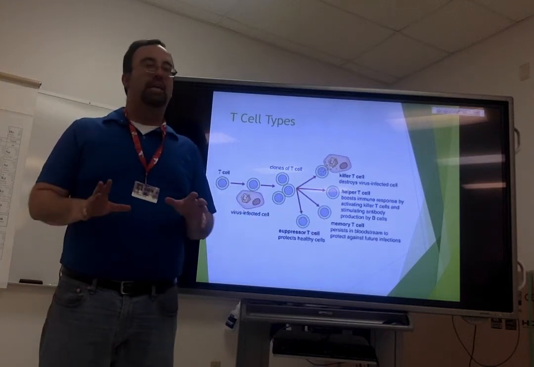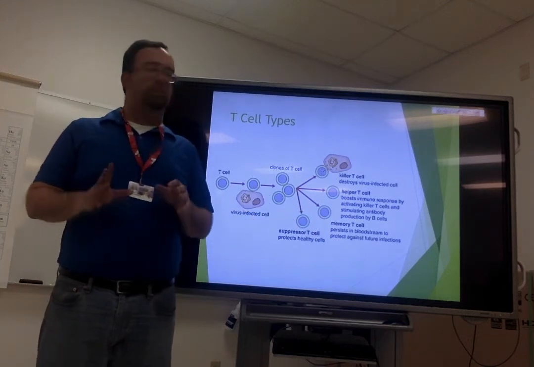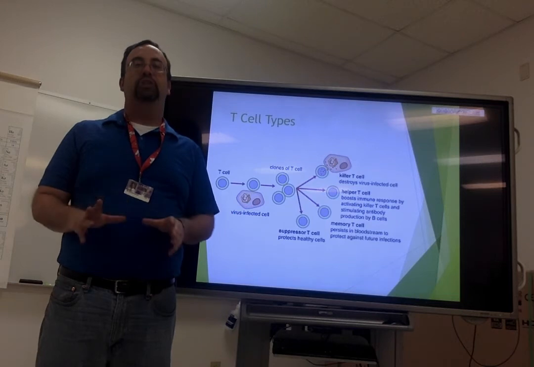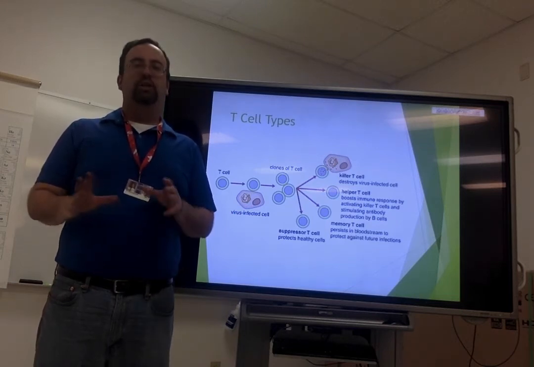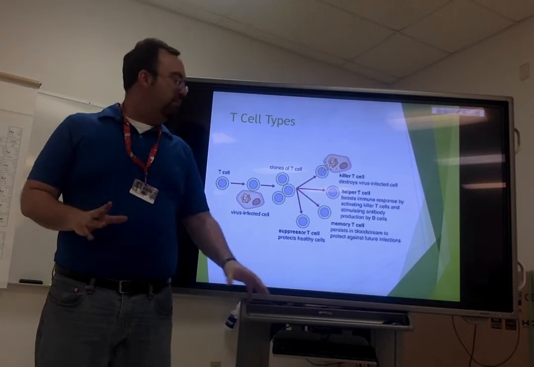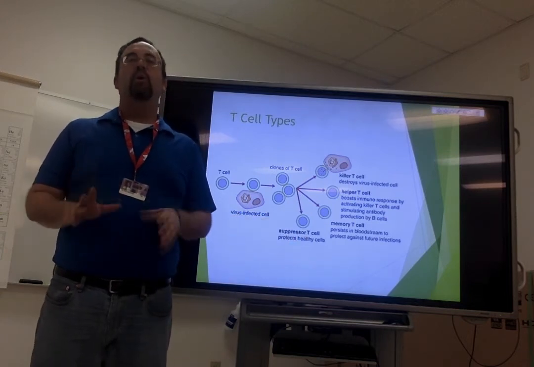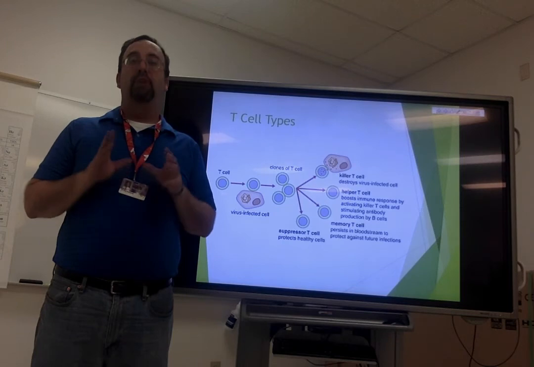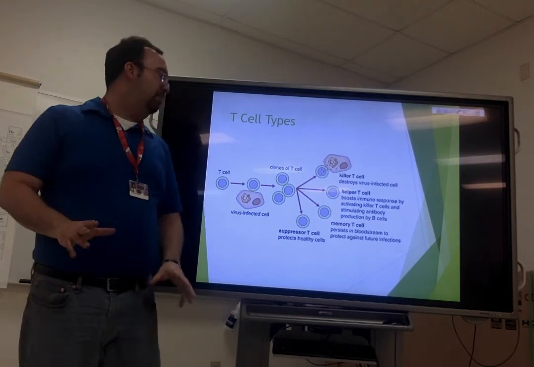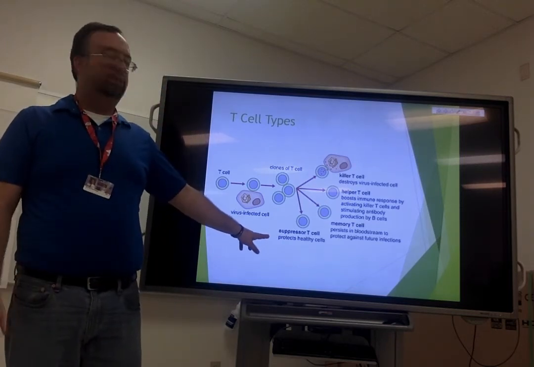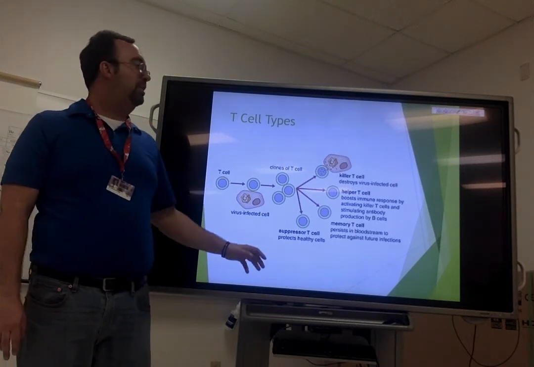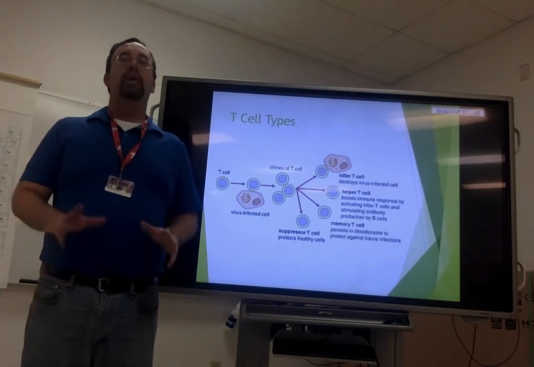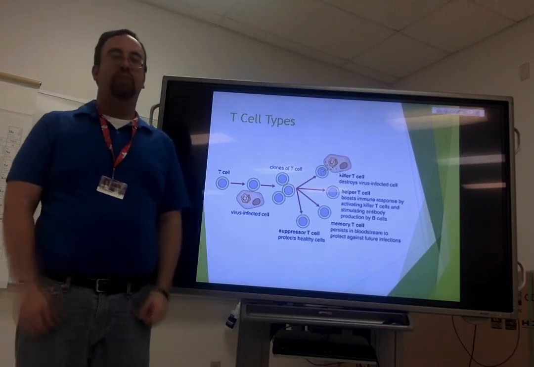We also have what are known as memory T cells. These will persist in the bloodstream in order to protect against future infections. And so hopefully, if there's another strain of coronavirus, the memory T cells will be present in order to help fight those off better the next time. And then we also have suppressor T cells, which help to protect healthy cells. And so all these T cell types are useful in conferring immunity upon the organism.